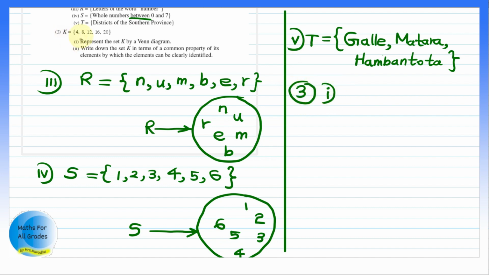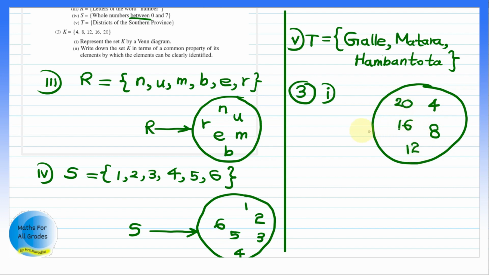Question number 3, from number 1. K is a set of 4, 8, 12, 16 and 20. Represent the set K by a Venn diagram. All you have to do is draw a circle and then write down the elements inside it. 4, 8, 12, 16 and 20. And remember to name it. This is the set K.